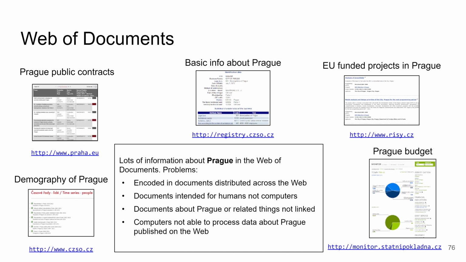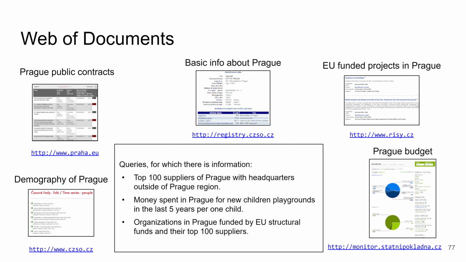Here we have 5 different portals, all with information about Prague. The information there is published as documents for people. So if I, as a human, go to all of those portals, I can collect many nice pieces of information and do some analysis on top of that. That is nice, but what if I was supposed to answer a query like this? Let's say money spent in Prague for children playgrounds in the last 5 years and per one child.